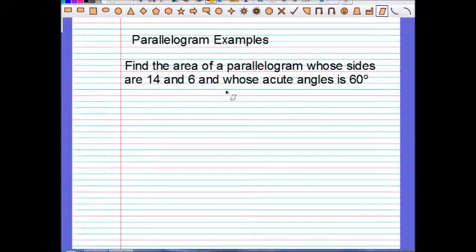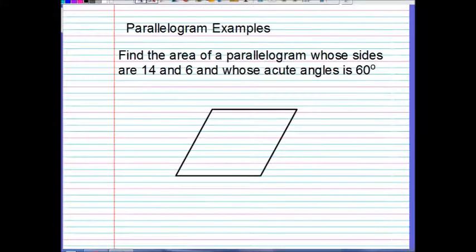Alright, well here I go. I'm going to draw out a nice parallelogram here because I can. And now I'm going to start marking it up. We have a parallelogram whose sides are 14 and 6 and whose acute angle is 60. Well, one of my angles is going to be obtuse. The other is going to be acute, because we know same side interior angles are supplementary. So here's my 60-degree angle.